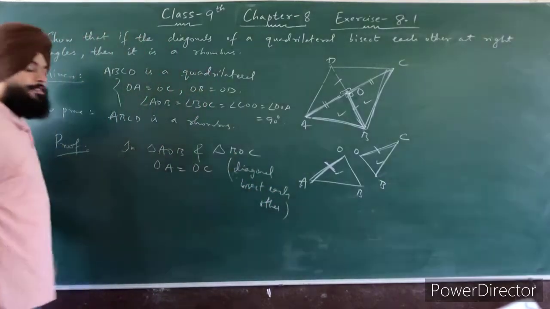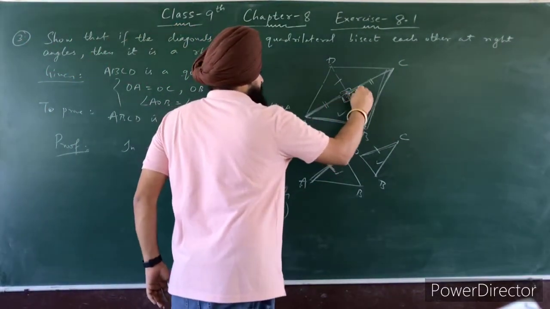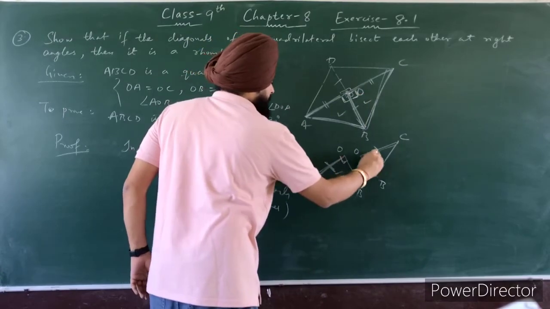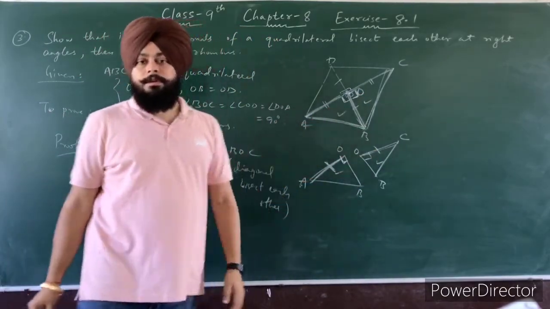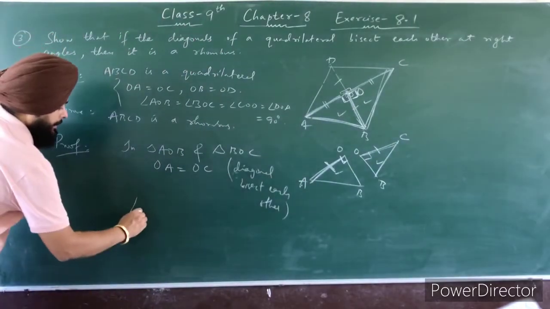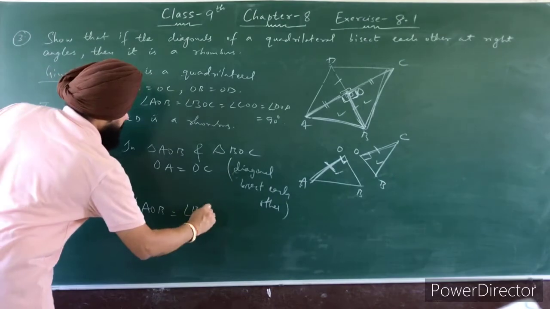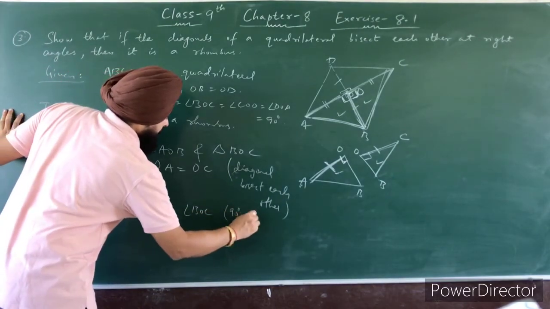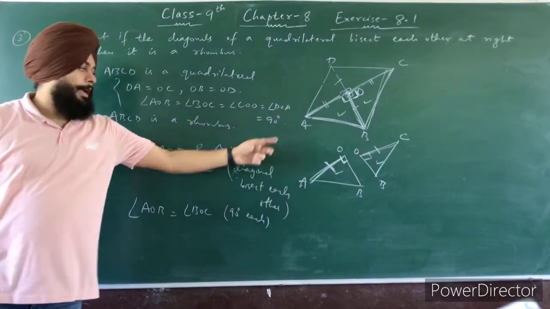Diagonals bisect each other. Second one is the measure of this angle is 90 degrees. The measure of this angle is also 90 degrees. Right angle AOB equal to angle BOC, 90 degrees each. It is also given. Check it, 90 degrees.